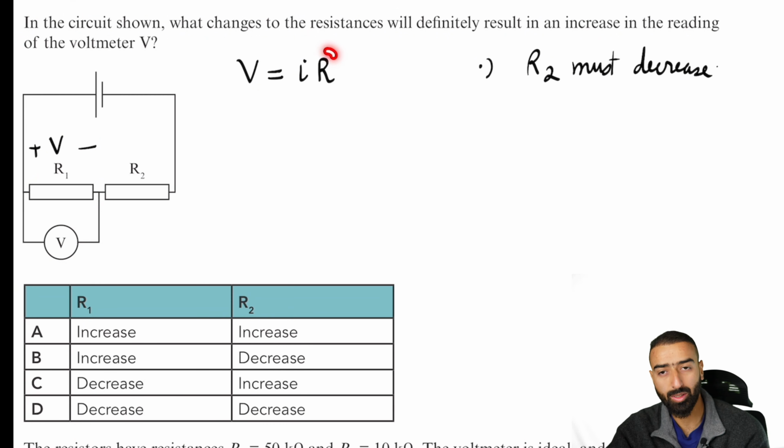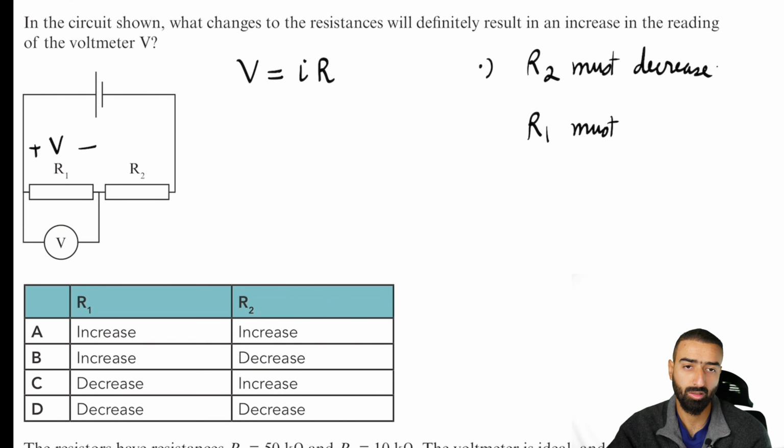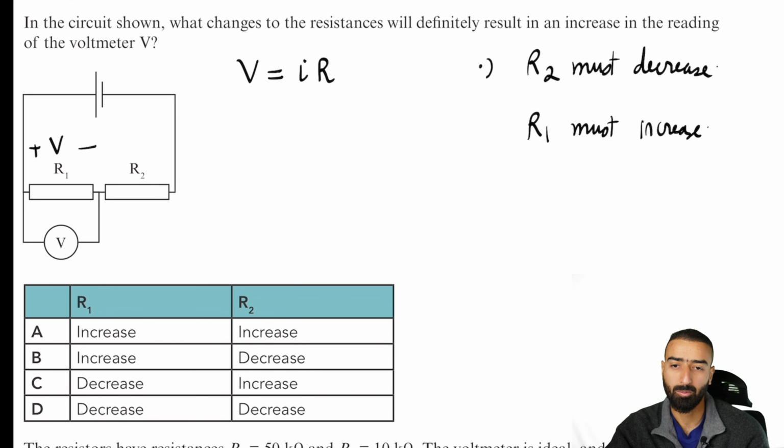We could also increase the value of resistance R1. If R1 goes up, the voltage across will also go up. So the other option is R1 must increase, and that's option B. R1 increases and R2 decreases.